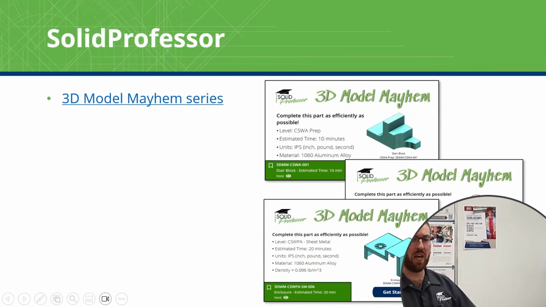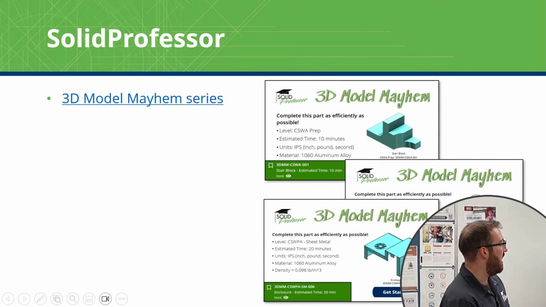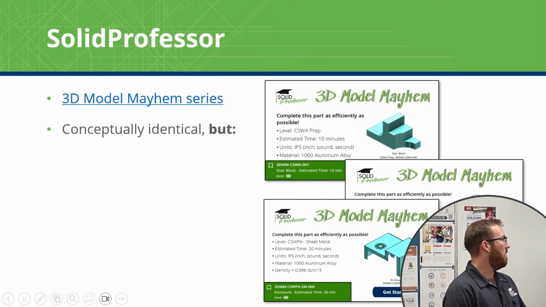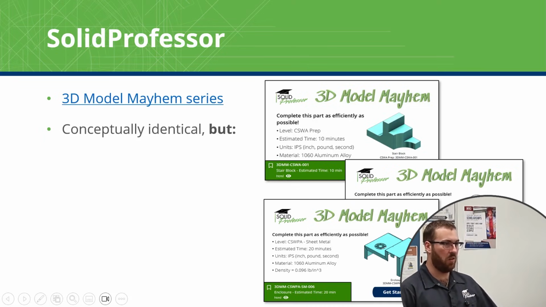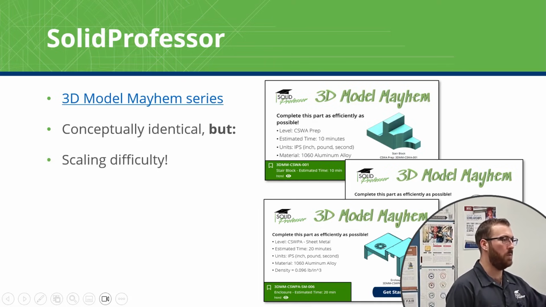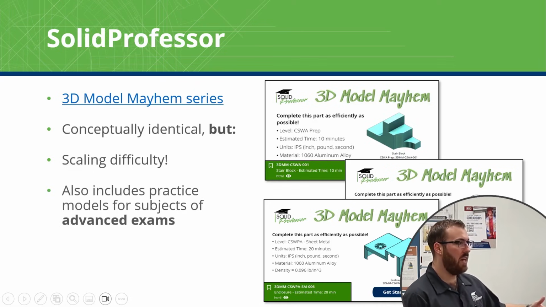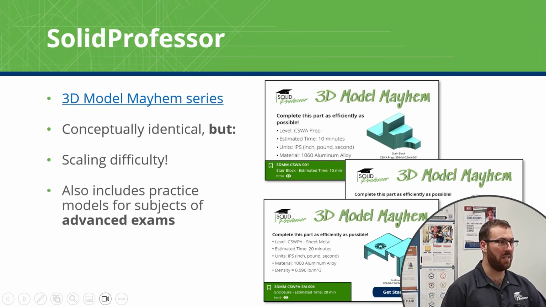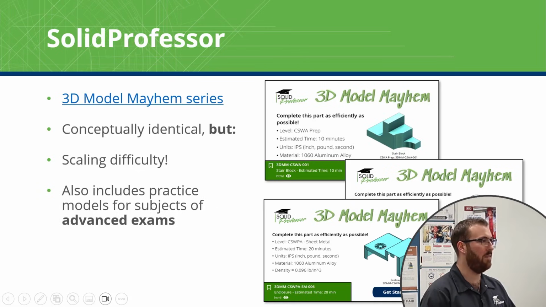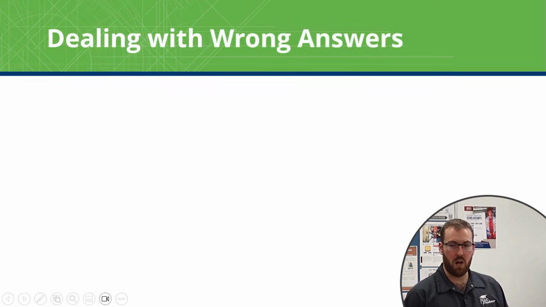We at Solid Professor also have a 3D Model Mayhem series, which is a legally distinct name, and it's the same thing. It's conceptually identical. You get a drawing, you create a 3D part, but the difficulty scales. So we have super easy ones if you're brand new. If you're just learning how to read drawings, we have stuff that's easier than CSWA. And we go all the way through advanced exams, CSWP advanced, in preparation for expert level. So we have some that are very, very hard, so they can challenge you even if you're already an expert. So go check that series out if you have not already.